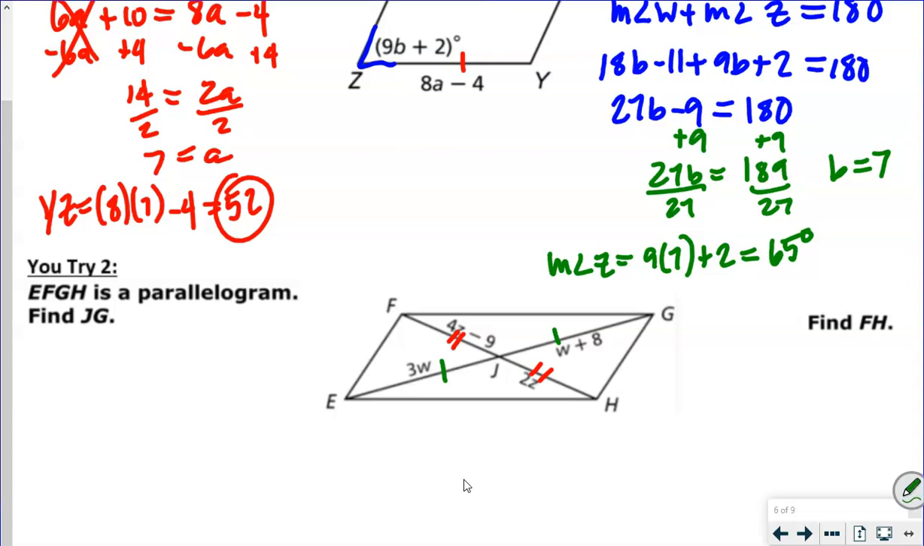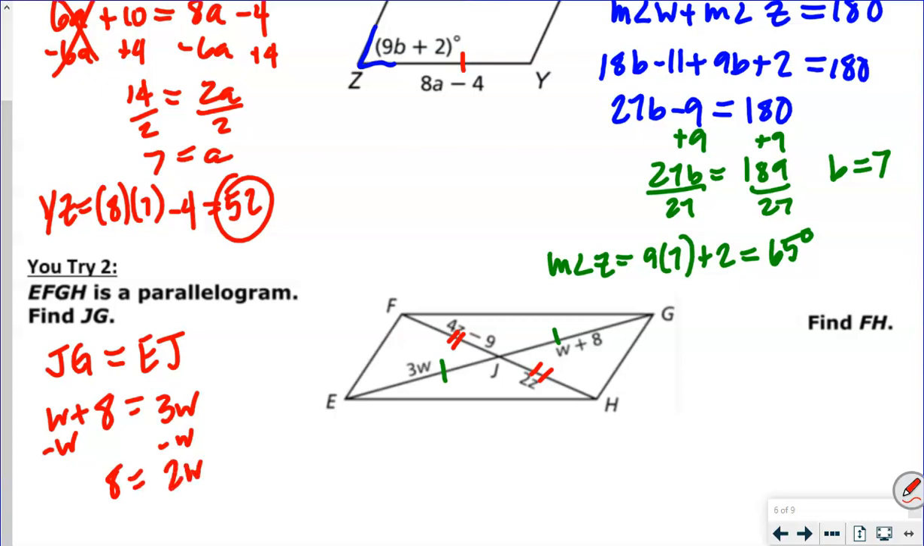So we're going to find JG first. So JG is equal to what? JE, right? Or EJ. Doesn't matter which way you do it here. Okay, so that means I'm going to say W plus 8 is equal to 3W. I'm going to subtract this W from both sides. So that's going to give me 8 is equal to 2W. Divide both sides by 2.